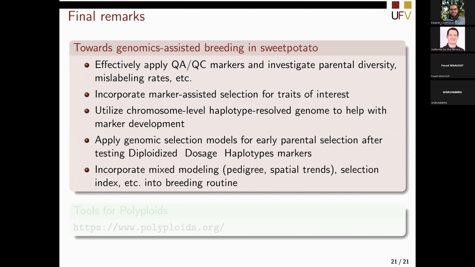Okay. Yeah, then this fourth idea, should it say diploidized versus dosage haplotypes? Exactly. Yeah, okay. Yeah, thanks for that. I just got confused. I didn't know if that was a new concept that I didn't know, diploidized dosage haplotypes.